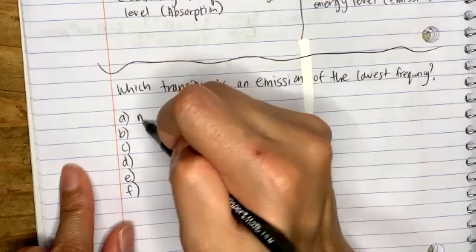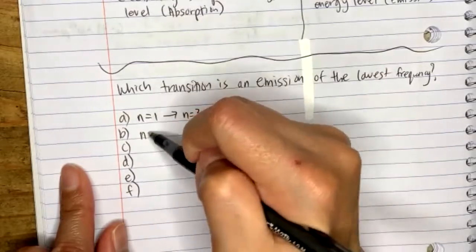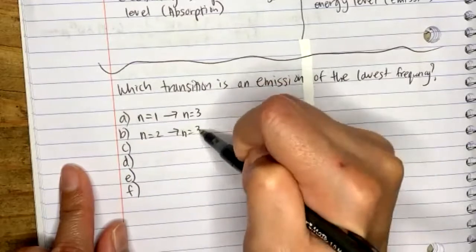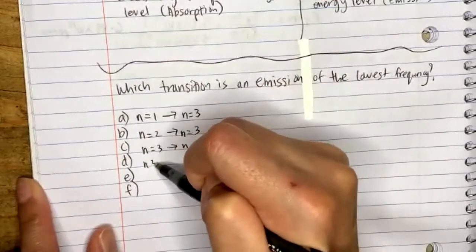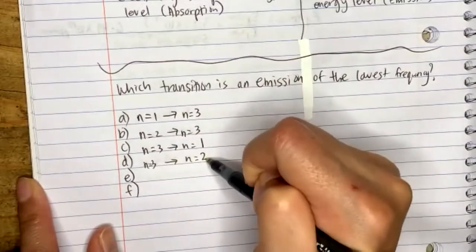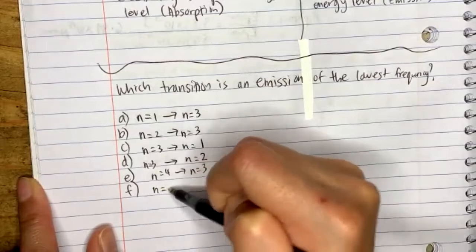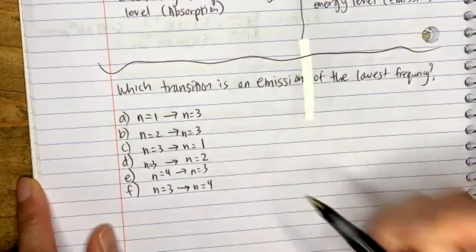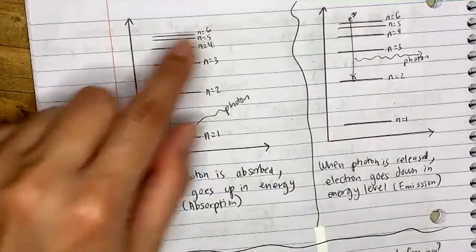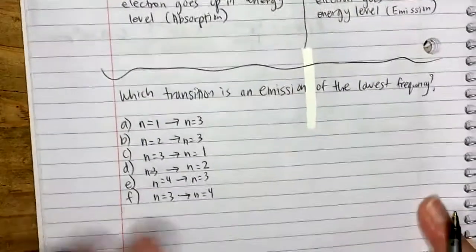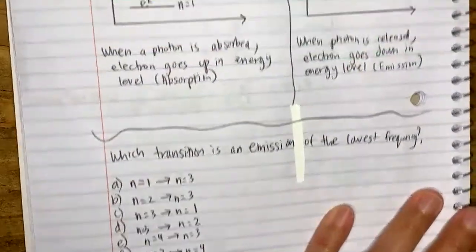Okay, so I have this one, N1 going to N3. And then I have N2 going to N3. And then I have N3 going to N1. And I have N3 going to N2. I have N4 going to N3. And I have N3 going to N4. So there's all kinds of different moving of electrons here. Now remember, going up is absorption, coming down is emission. So they're saying emission of the lowest frequency. Lowest frequency would be the lowest energy.